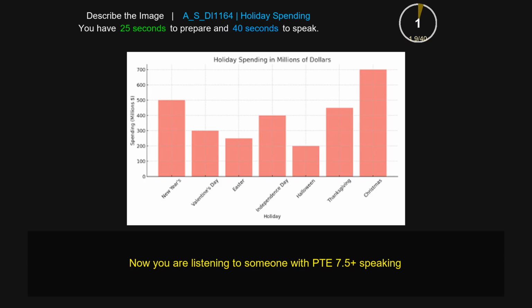This bar chart gives information about holiday spending in millions of dollars. By the photo, you can see New Year's and Valentine's Day. It also shows different numbers such as 0 and 700. The highest number is 100, which is related to Easter, but the lowest number is 200, which is related to Halloween. Finally, I can see Independence Day and Thanksgiving Day.